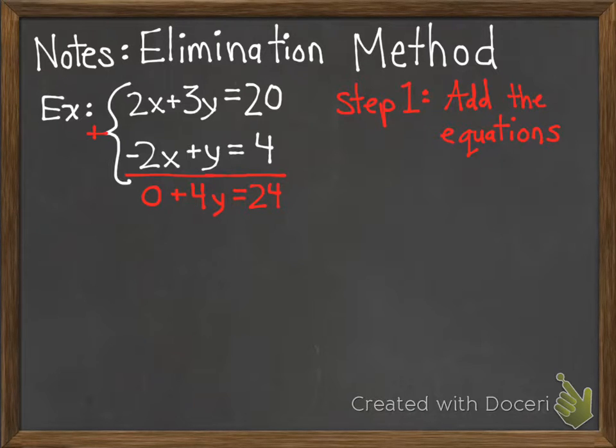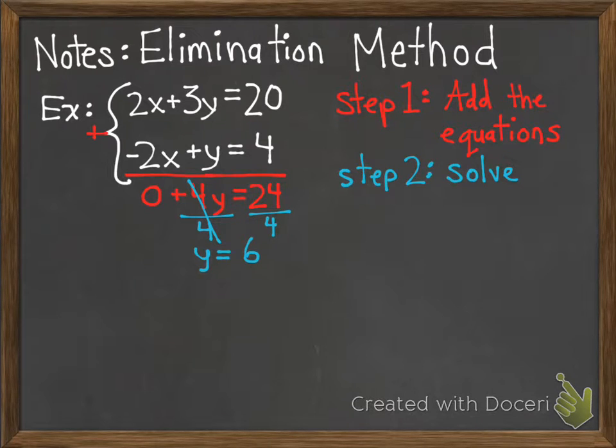Now that we've done that, our next step is to go ahead and solve this to find out what y equals. So we're going to divide by 4 on both sides and get y equals 6. Now we're only halfway done solving this system because we have to find out the value for x as well. So we're going to go back to our substitution method.